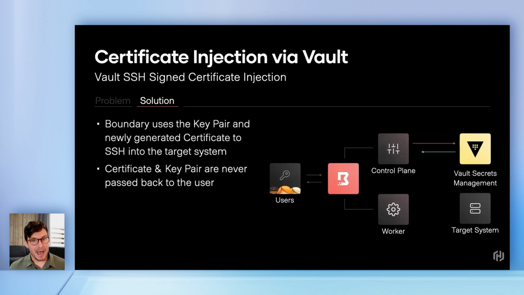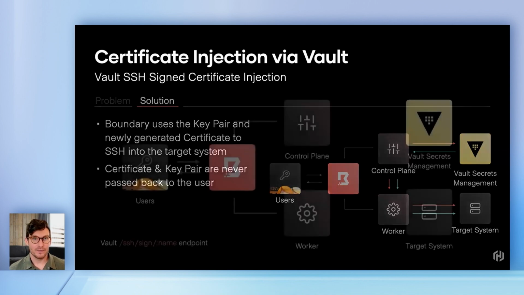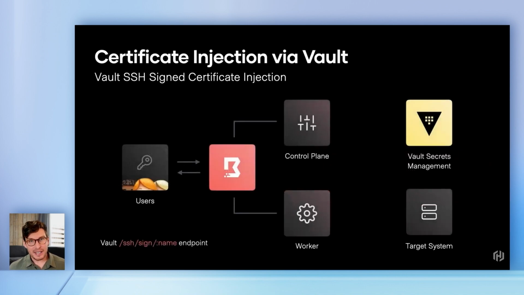HCP Boundary and Boundary Enterprise enable certificate injection, where a credential is injected directly into a user's session by a Boundary worker. Unlike credential brokering, injection ensures that a user never has access to the credential. Either the issue or sign Vault endpoints can be used to request a certificate. If using the issue endpoint, a session's key pair generation happens within Vault. Today, we'll be using the sign.